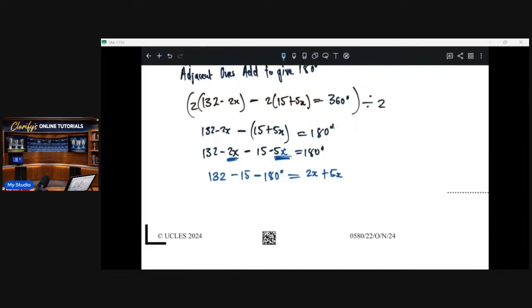So now, can somebody punch for me? 132 minus 15 minus 180. What's the answer? What is the answer, students? Punch and put in the chat. What's the answer for this simple one?